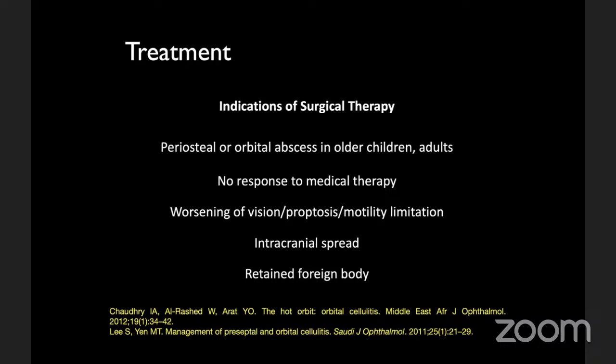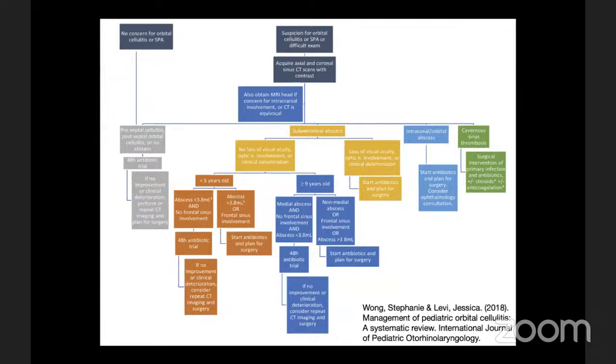The indications of surgical therapy, especially in older adults, are an abscess on the scan with no response to medical therapy, or worsening of symptoms with intracranial spread, and cases with long-standing retained foreign bodies. These are the cases where you would definitely go in for a quicker surgical intervention as against medical management. So this is just a brief algorithm of all the points we discussed, which explains that after 48 hours, if there is no improvement, you would go in for imaging and also start intravenous medications.